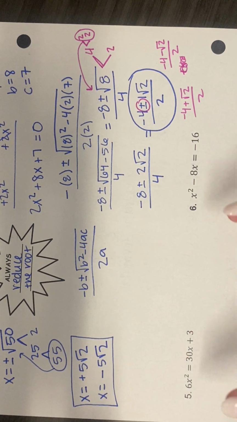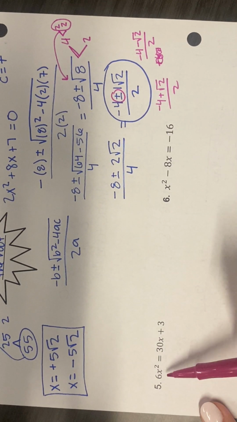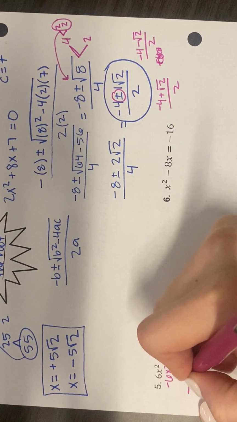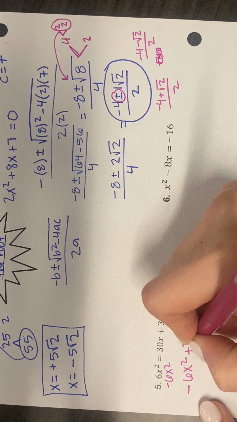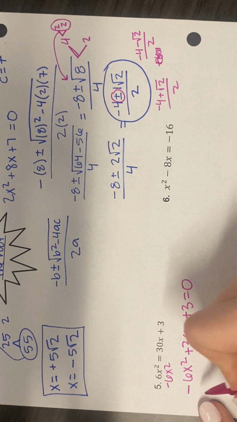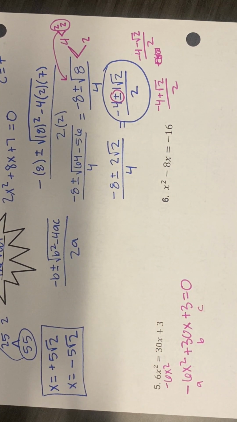Alrighty, so make sure that you set these two equal to 0. I'll go ahead and I'll start this one off for you. The first thing is 6x squared, so I'm going to subtract 6x squared. So negative 6x squared plus 30x plus 3 equals 0. So you have your a, your b, and your c. And that's it.